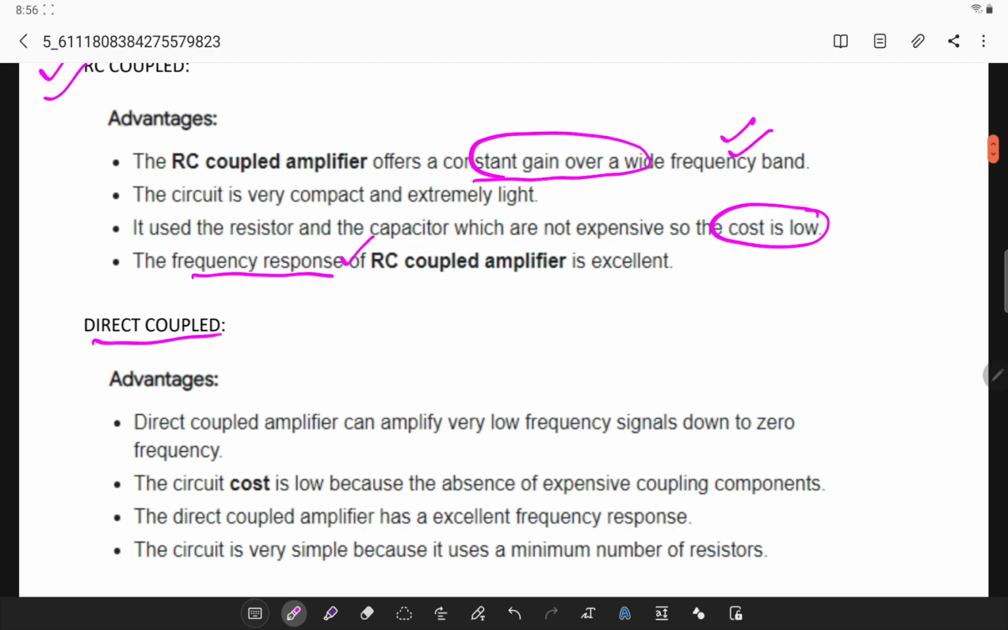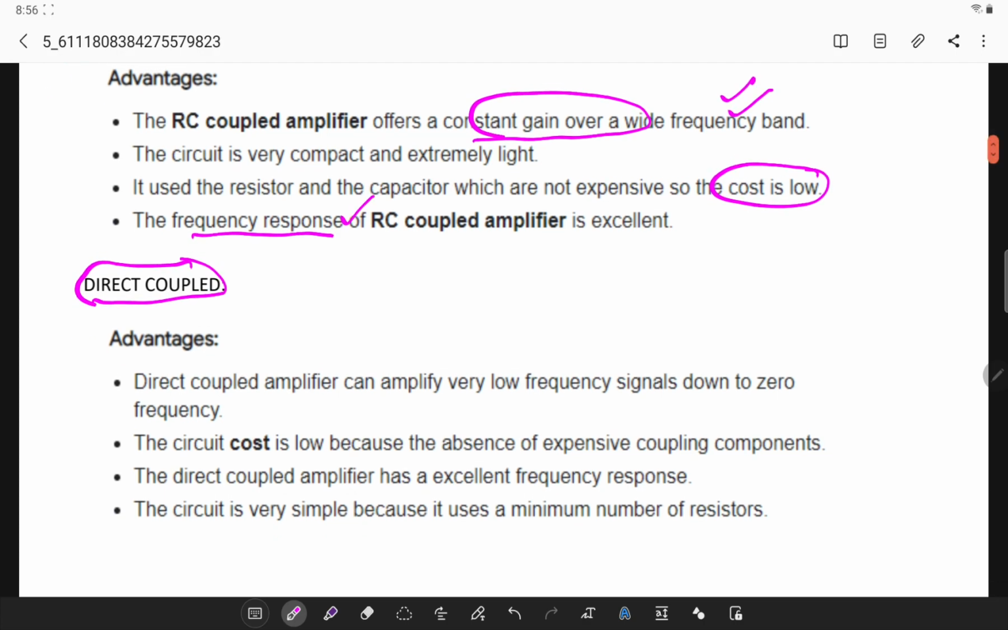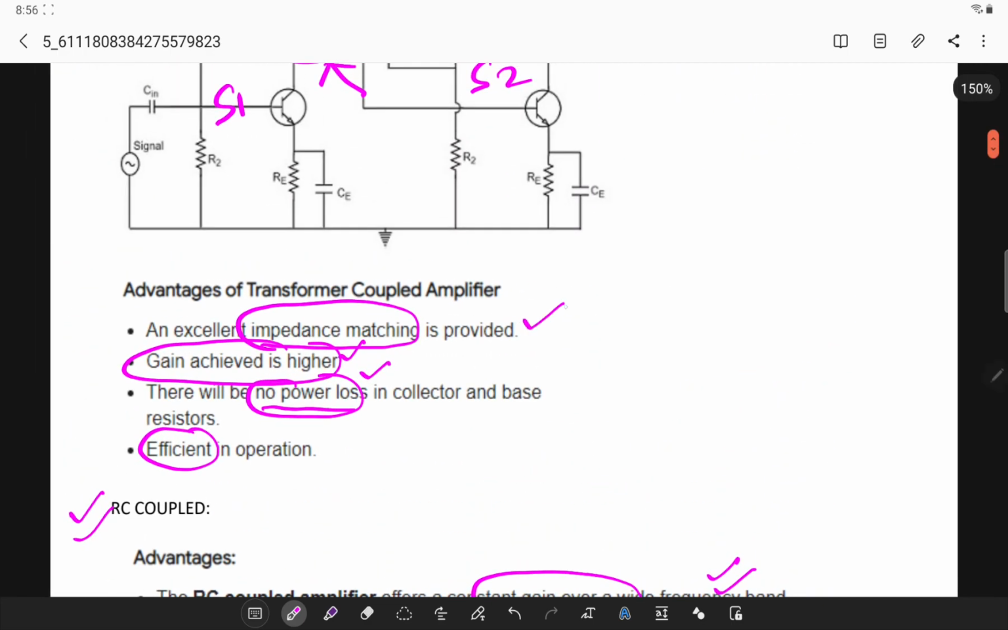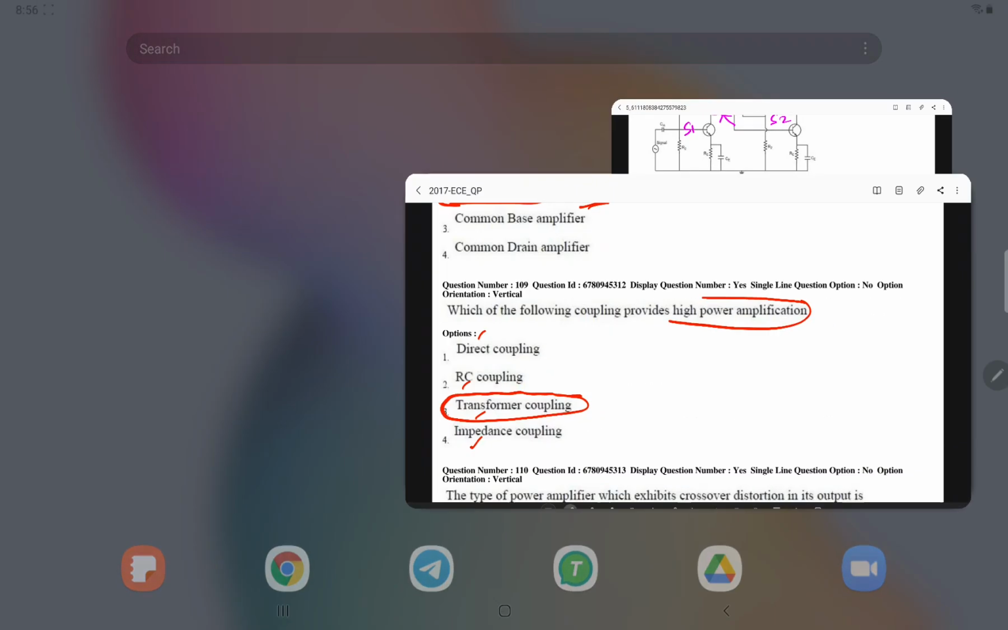And next, coming to direct coupled, in which you are directly connecting one stage of the transistor amplifier to the next stage, where you will have a very low frequency signal. Here also, since there is no transformer or any diodes or any RC coupling, the cost is very low. Also the features are a minimum number of resistors and excellent frequency response. These are the 4 important factors the student has to remember when it comes to a transformer coupled amplifier.